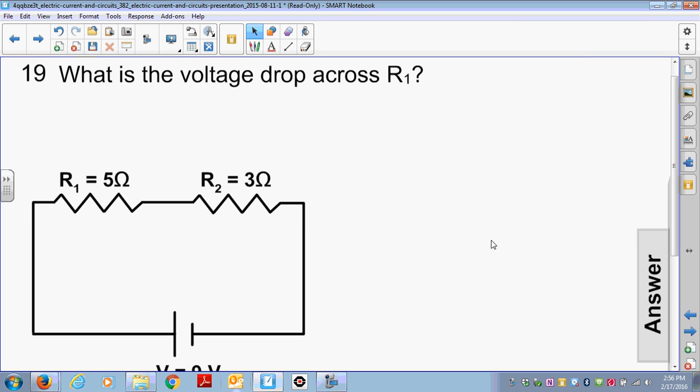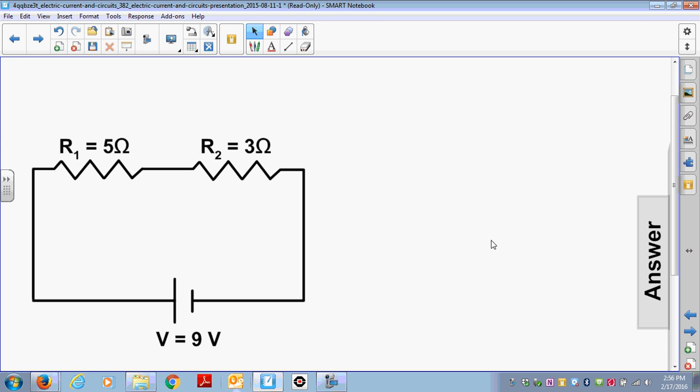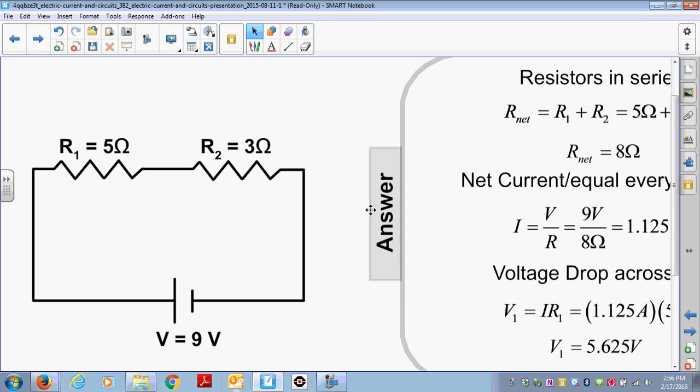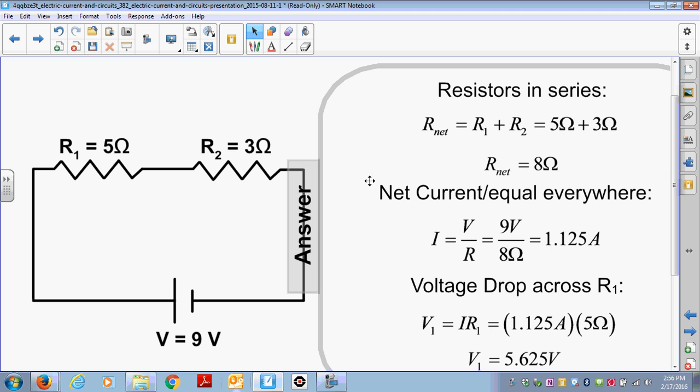What is the voltage drop across R1? Pause the video if you need to. Okay, so let's take a look. First thing we have to do is find the equivalent resistance, and that's 8 ohms. The next thing we need to do is find the total current in the circuit everywhere, and that's going to be the total voltage, 9 volts, divided by the total net resistance or equivalent resistance, which is 8 ohms. That gives us again the current of 1.1 amps. We know that 1.1 amps goes through both resistors.